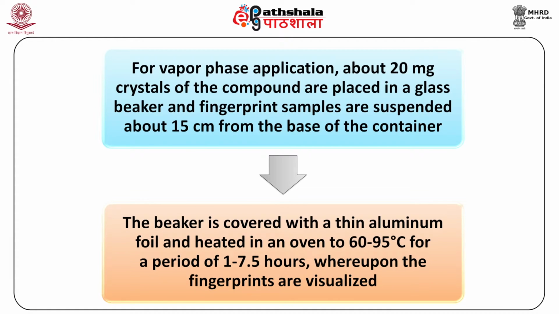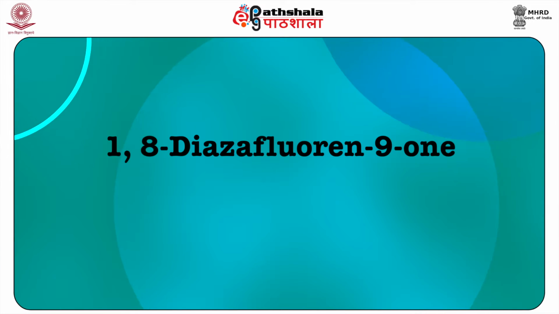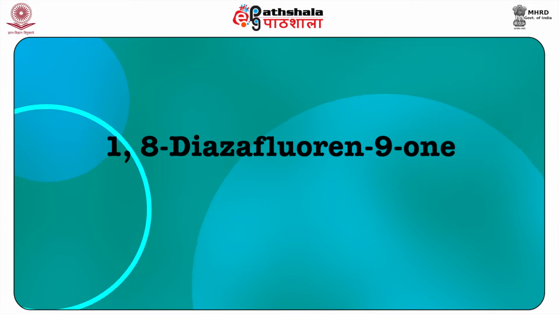For vapor phase application, about 20 mg crystals of the compound are placed in a glass beaker and fingerprint samples are suspended about 15 cm from the base of the container. The beaker is covered with a thin aluminum foil and heated in an oven to 60 to 95 degrees Celsius for a period of 1 to 7.5 hours, whereupon the fingerprints are visualized. Another fluorogenic reagent is 1,8-diazafluoren-9-one.